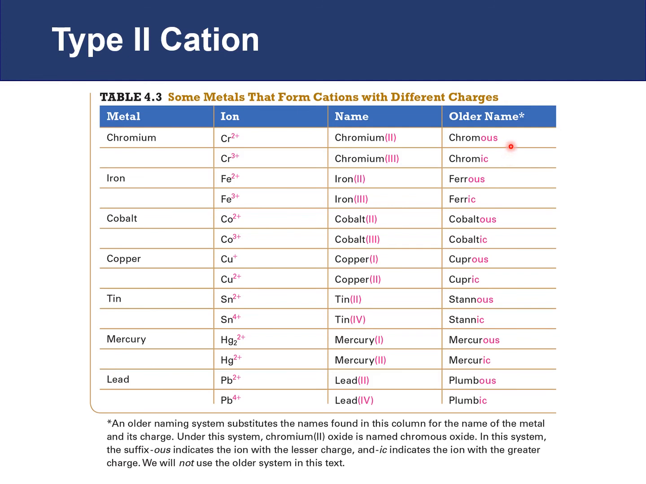The OUS would be the one with the lower positive charge, and the IC would be the form that has the higher charge. This older naming scheme here, we will not use. I'm merely bringing this up so that you are aware, if you are looking at older literature, what this generally means. Instead, we will be exclusively focusing on our naming scheme where we have the metal followed by the charge.